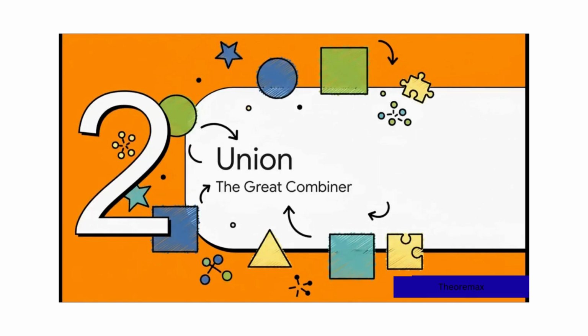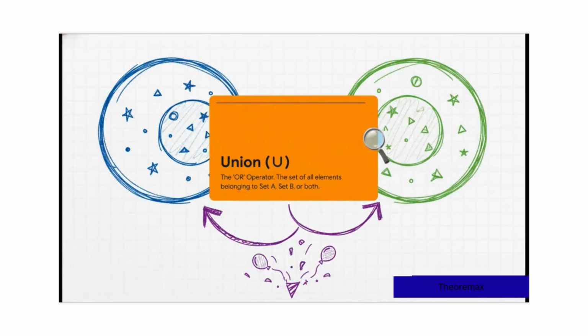I like to call this one the great combiner. Just think of this as the most inclusive, welcoming operation of the bunch. It's all about bringing everything and everyone together into one big group. Okay, so here's the official definition. The symbol, well, it kind of looks like a U for union, which is super handy, right? But the most important thing you need to lock in is that keyword: or. If an element is in set A or it's in set B, boom, it gets an invitation to the party. It's in the union. Simple as that.